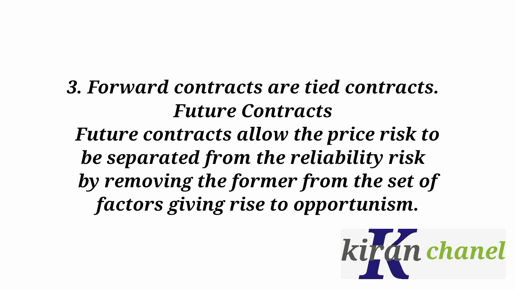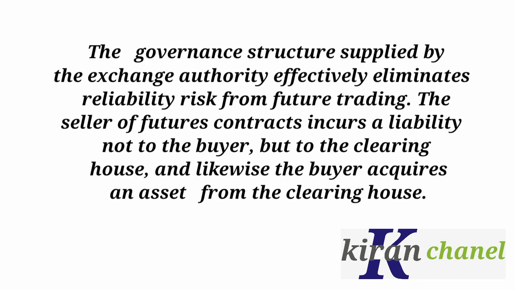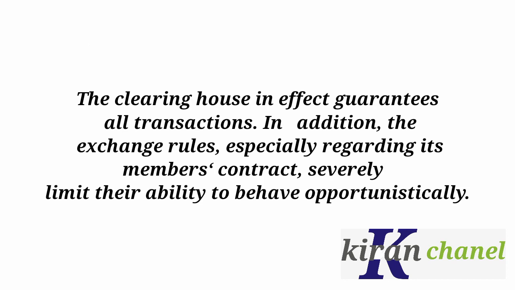The futures contract allowed price risk to be separated from the reliability risk by removing the former from the set of factors giving rise to opportunism. The governance structure supplied by the exchange authority effectively eliminates reliability risks from futures trading. The seller of a futures contract incurs a liability not to the buyer, but to the clearinghouse, and likewise the buyer acquires an asset from the clearinghouse.